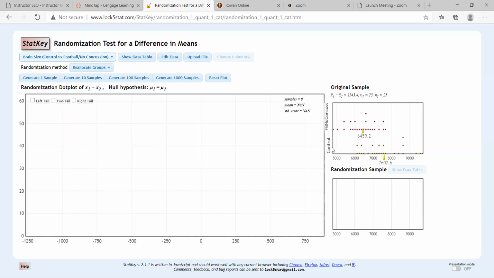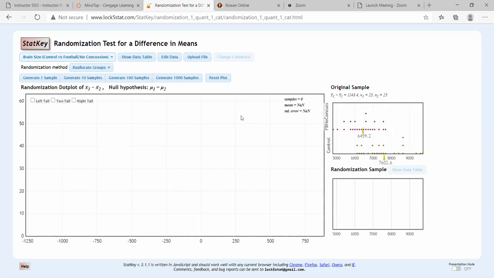And the average for the control group is 7602.6, and the average for this experimental group is 6459.2. Whatever these numbers represent doesn't matter. But the difference between these two numbers, when we subtract them, is 1143.4, and that's our sample difference in the means between the control group and the experimental group. There's 25 people in each group. That's what these two numbers mean.